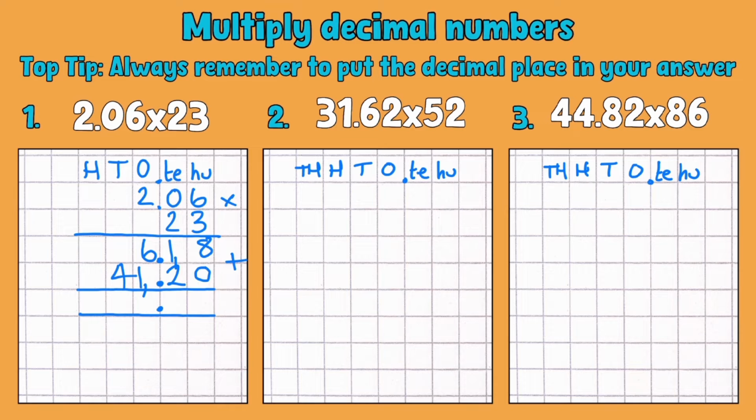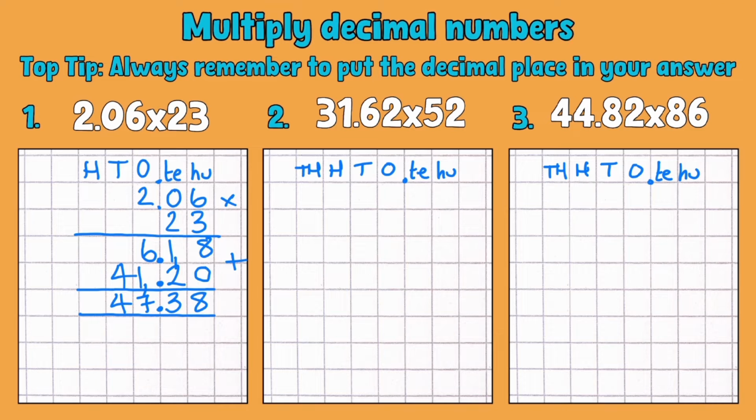And now, because I've already put my add sign in there, I'll not forget to add these together. So 8 add nothing is 8, 1 add 2 is 3, 6 add 1 is 7, and nothing add 4 is 4. So 2.06, 23 times larger, is 47.38.